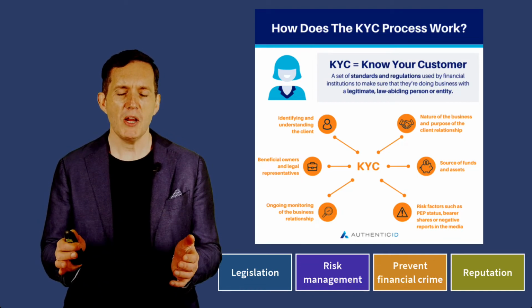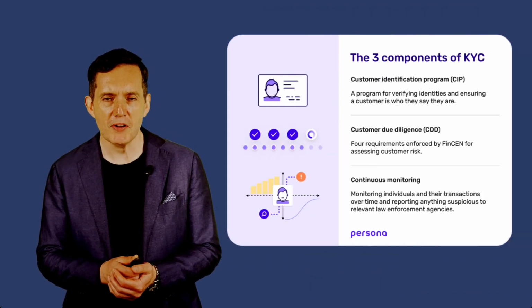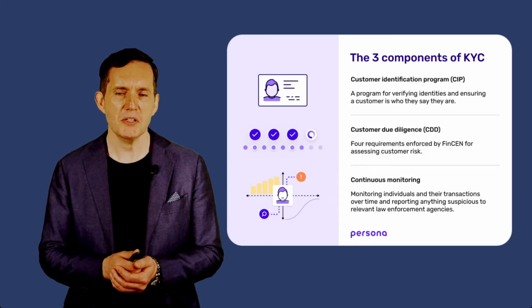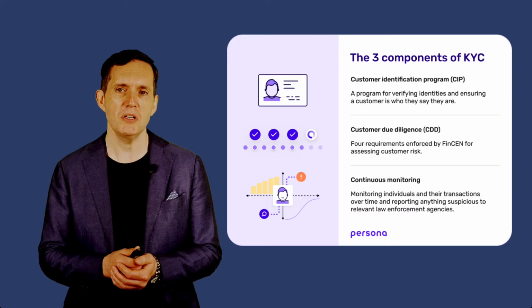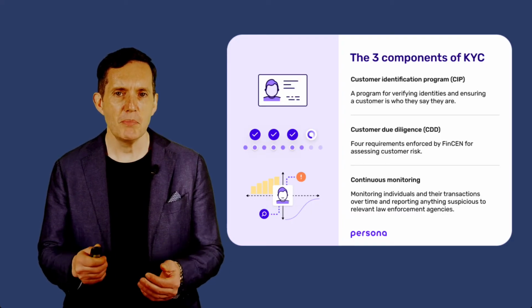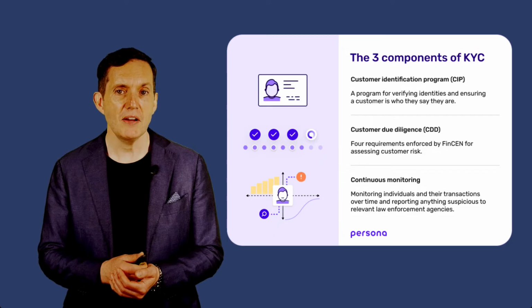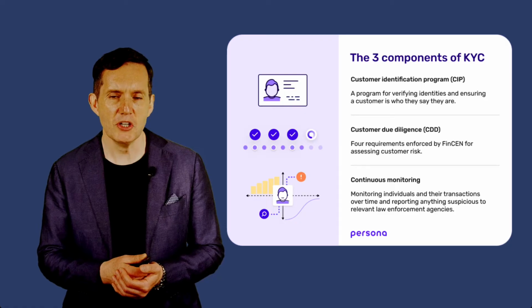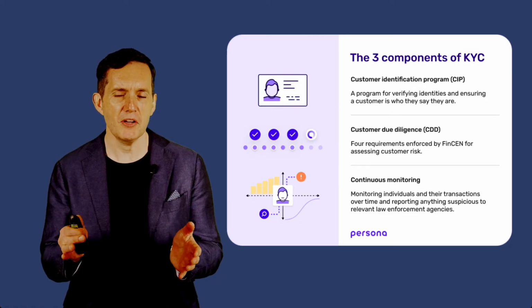What are the components of KYC? You've got Customer Identification Program, or CIP. CIP is the first step in the KYC process. It involves collecting basic information to verify the customer's identity, such as their full name, date of birth, address, and an identification number, such as a social security number or a tax identification number. It's about identifying the customer.